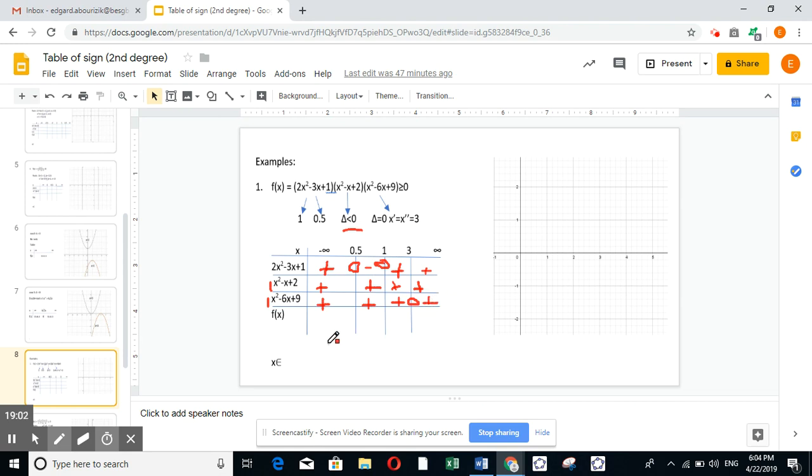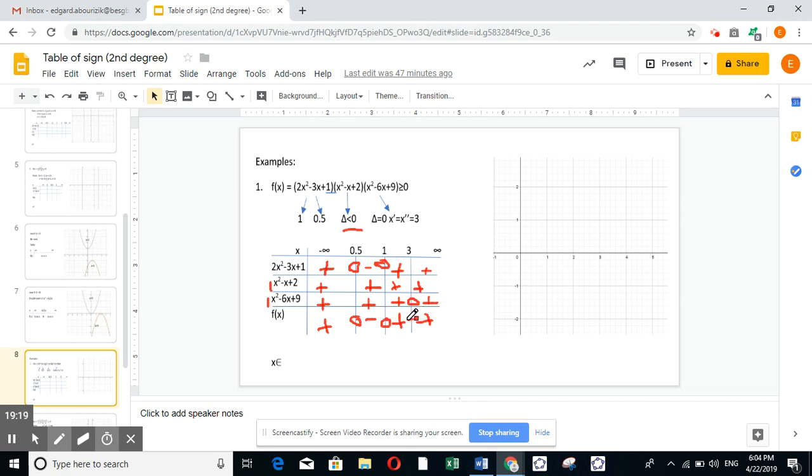So, this is a product. I don't have vertical asymptote because I don't have denominator. So, 3 pluses, product is a plus. Here, minus and double plus, it's a plus. So, I have here a 0. Here is 0, here is 0.